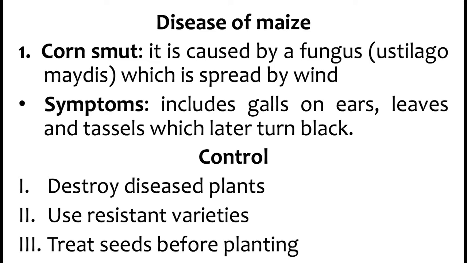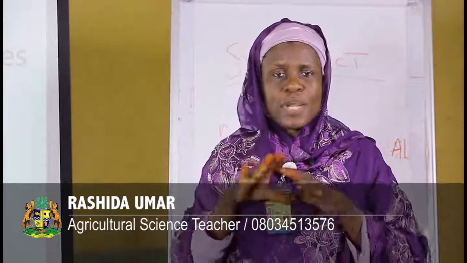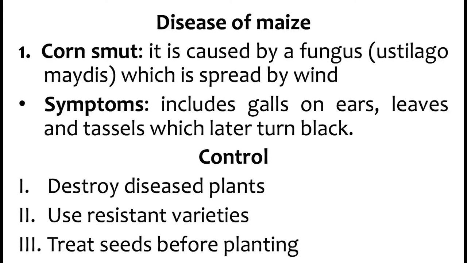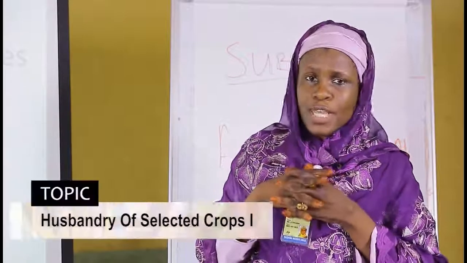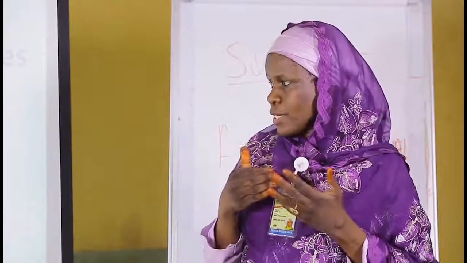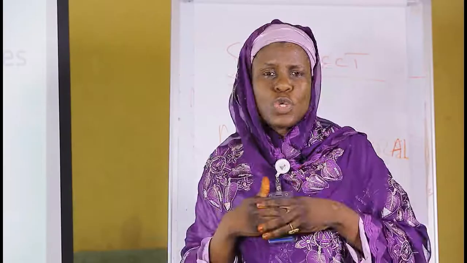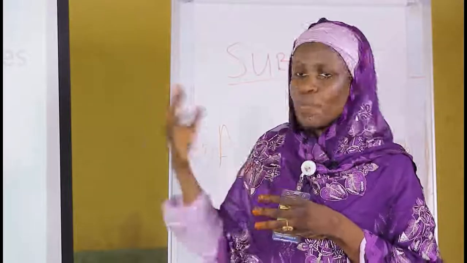How do you control this disease? Number one, destroy diseased plants. That is, the plant that is already infected, you destroy it. Secondly, use resistant varieties. There are some varieties that are resistant to disease. Thirdly, treat seed before planting. Sometimes you have to treat your seed before you plant to protect them from disease.